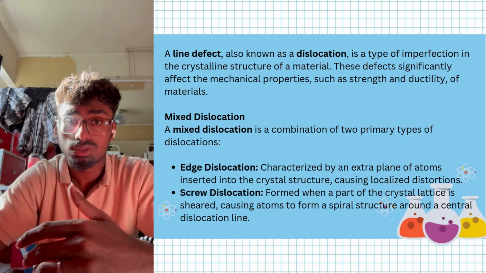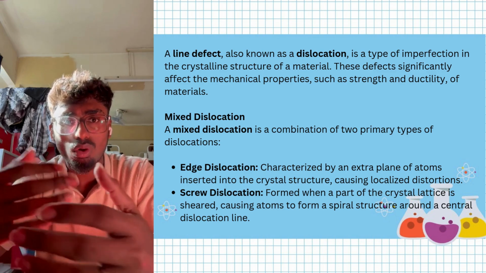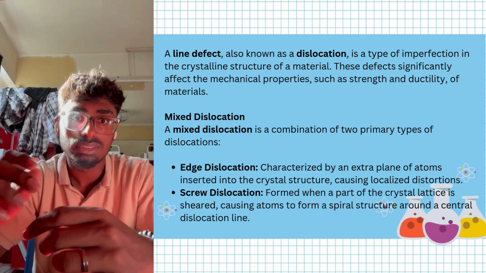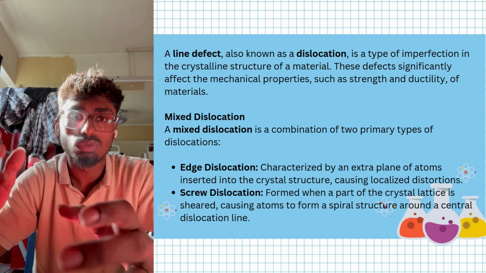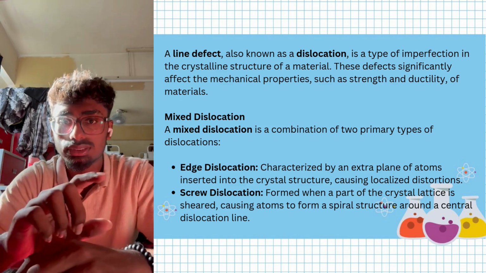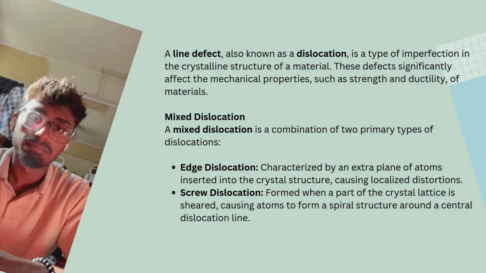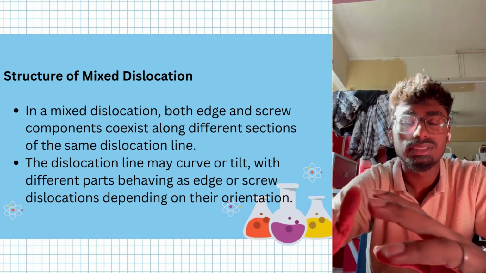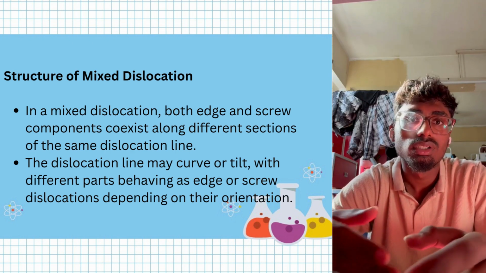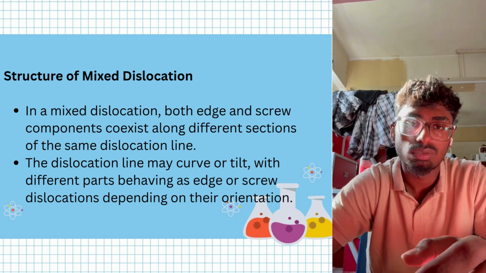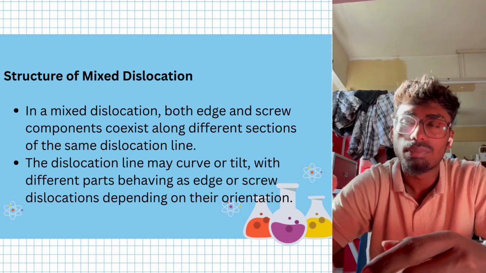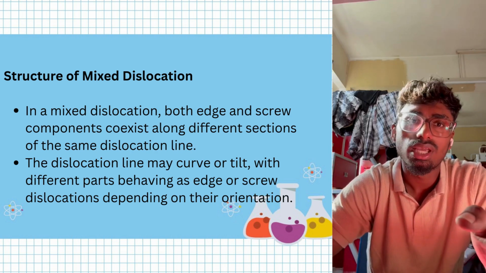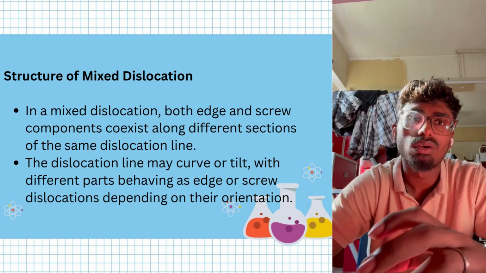So let's take a look at screw dislocation. A screw dislocation is formed when a part of the crystal lattice is sheared. This will cause the atoms to form a spiral structure around the central dislocation line. So let's talk about the structure of a mixed dislocation. In a mixed dislocation, both edge and screw components coexist along different sections of the same dislocation line, and the dislocation line may curve or tilt, with different parts behaving as edge or screw dislocations depending on their orientation.